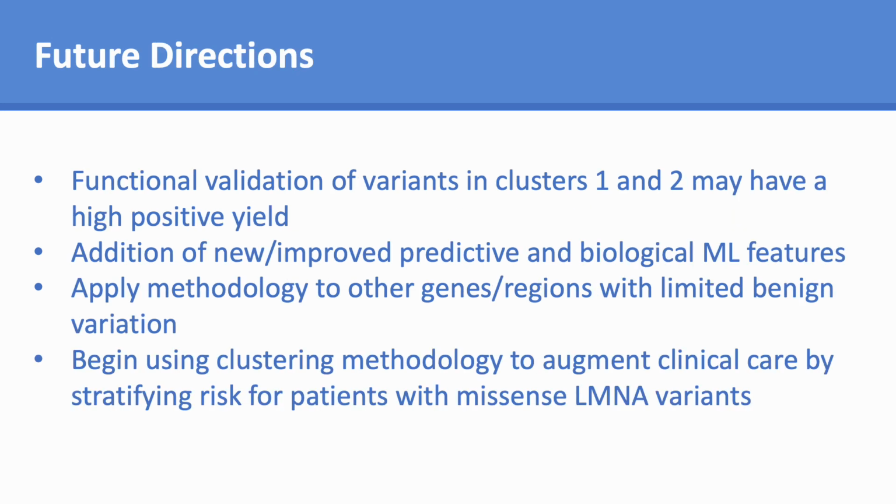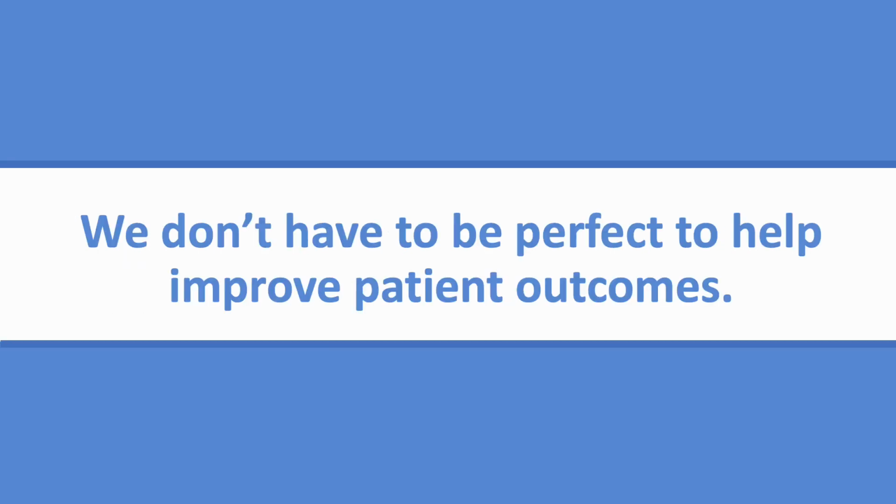I'd also like to highlight a few future directions for this work. We'd hypothesized that the functional validation of variants in clusters 1 and 2 may have a high positive yield, and that knowledge would feed back to better models in the future. We see the addition of new and improved predictive scores and biological machine learning features as improving our model. We'd like to apply this methodology to other genes and regions of the genome with limited benign variation to see if it could be useful there. And we want to begin using this clustering methodology to augment clinical care by stratifying the risk for patients found with missense LMNA variants.